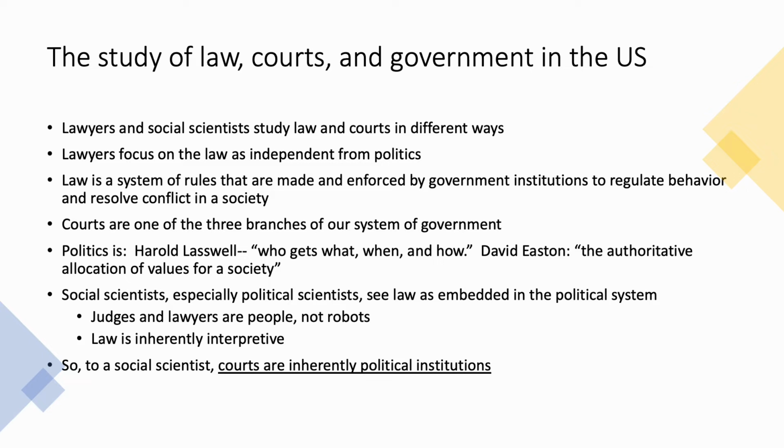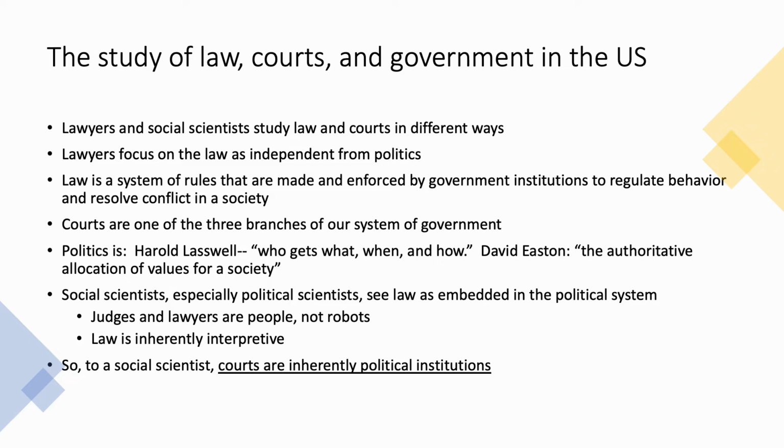But see, here's the thing. The court system is one of the three branches of our system of government. How can they be independent of politics if politics control the government? And we have three branches, legislative, executive, and judicial, and courts are one of the branches of our system of government. So politics, and this is why I say they can't be independent of politics.